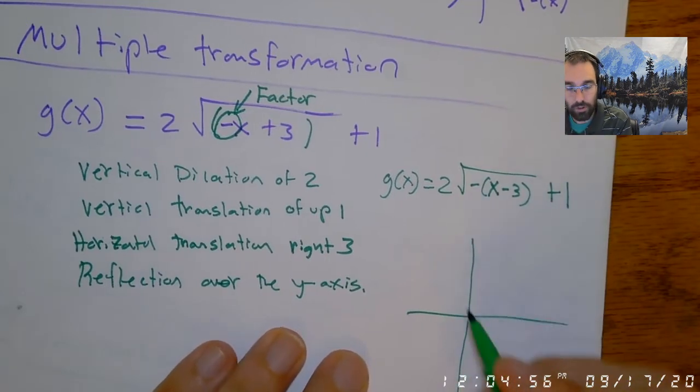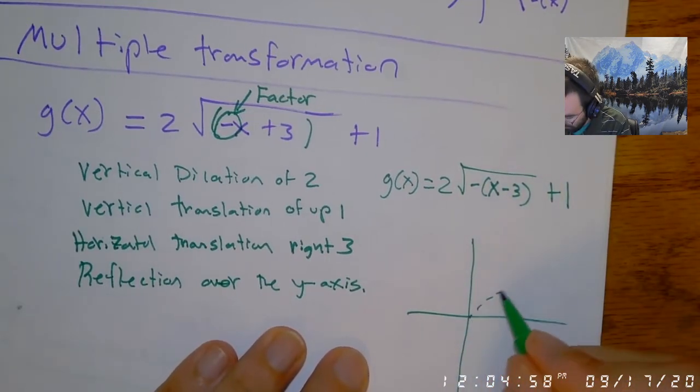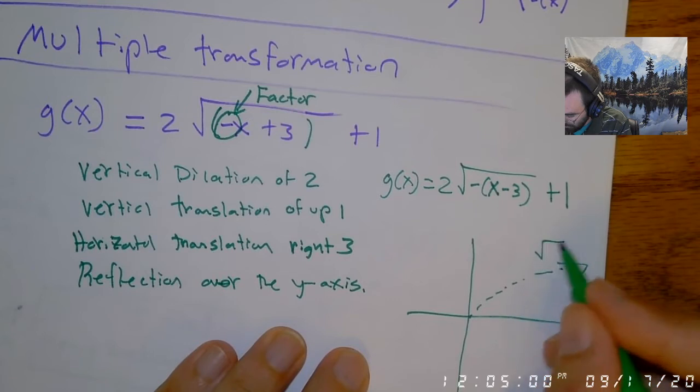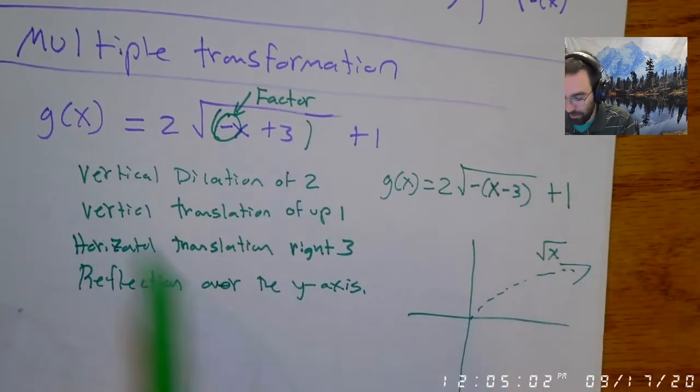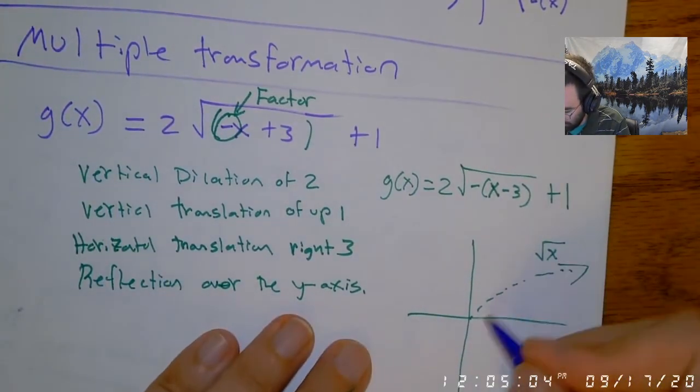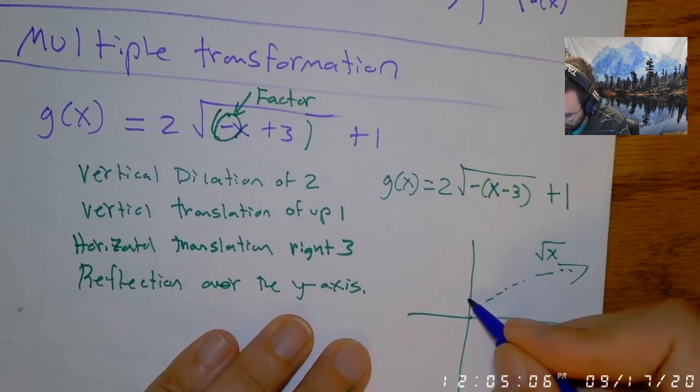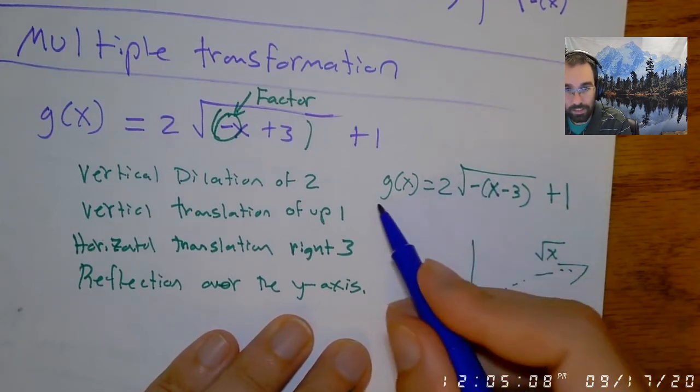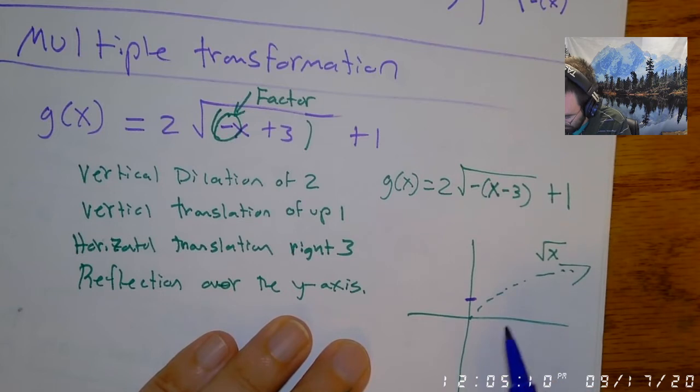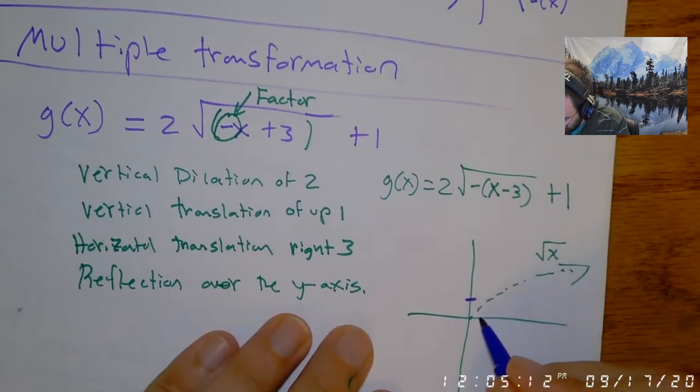Okay, and we should be able to sketch this. So I know that normally, that's the square root, that's my parent function. So what am I doing? I'm going up 1. I'm reflecting over the x-axis. And then aren't I going right 3?